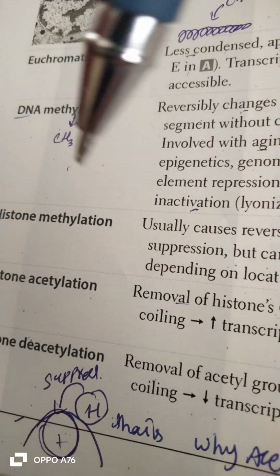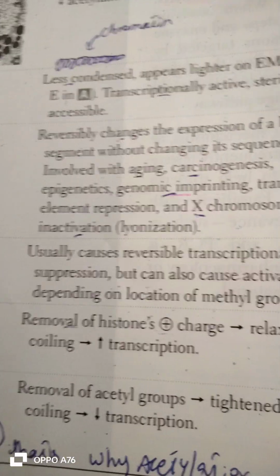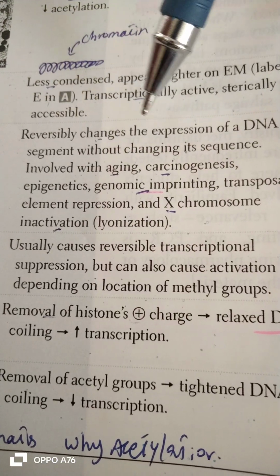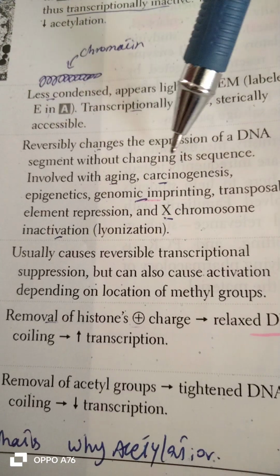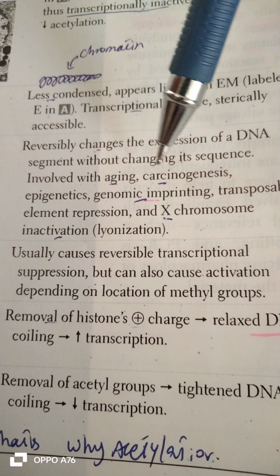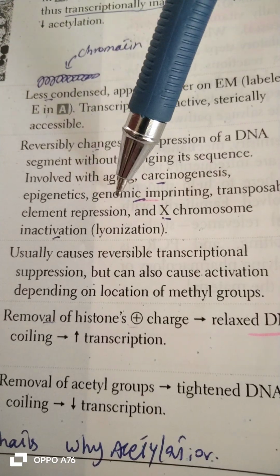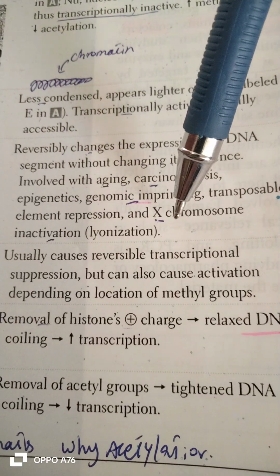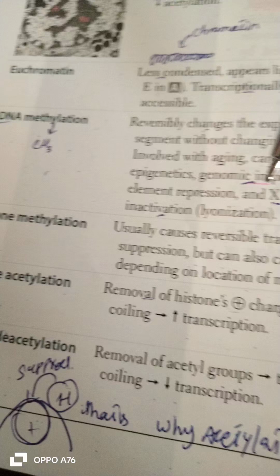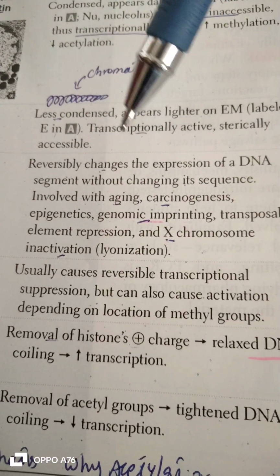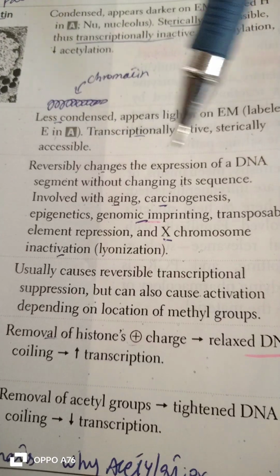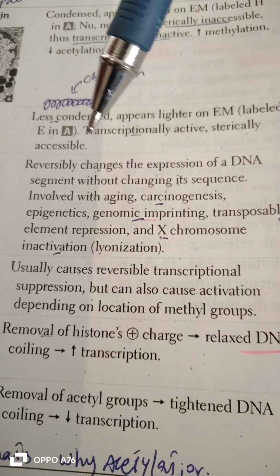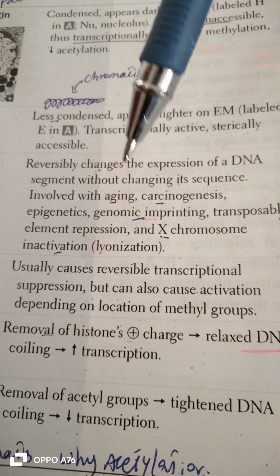Now we will see DNA methylation. What is DNA methylation? What we have to understand in this topic is that it reversibly changes the expression of a DNA segment without changing its sequence. It is involved with aging, carcinogenesis, epigenetics, genomic imprinting, transposable element repression, and X chromosome inactivation, or lyonization. We see a reversible change, a little bit of change. Mutation, we can say, is the permanent change.